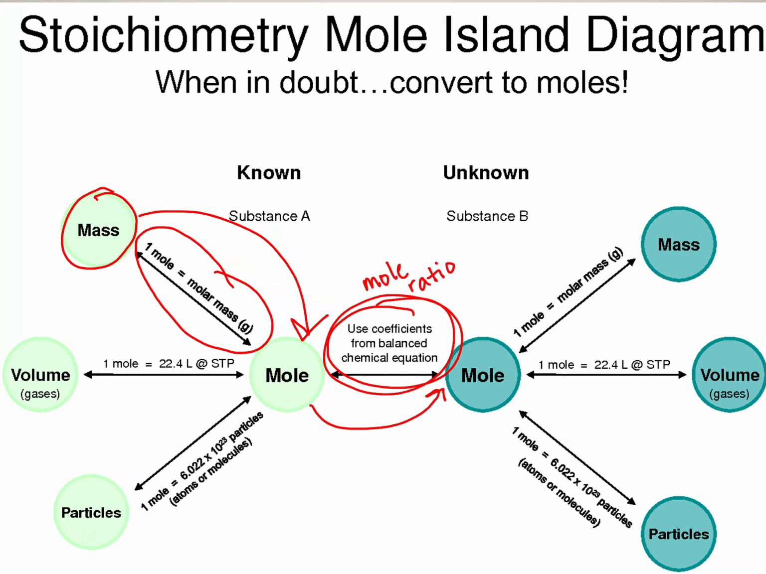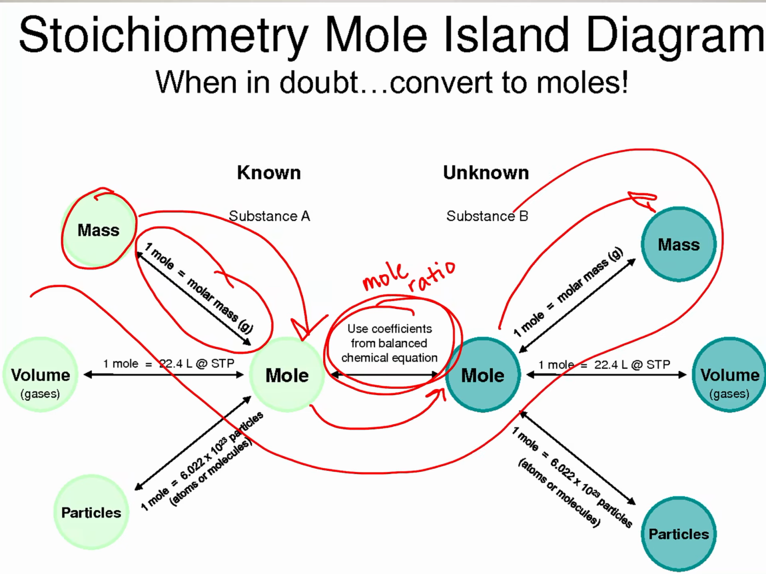And then, if you wanted to get from moles of one thing back to mass, then you would use 1 mole equals the molar mass again. And if you were using particles like atoms or molecules, it tells you how to use that, or volume for gases at STP, you'll use that 22.4 liters. But this is mostly what we're dealing with right now.